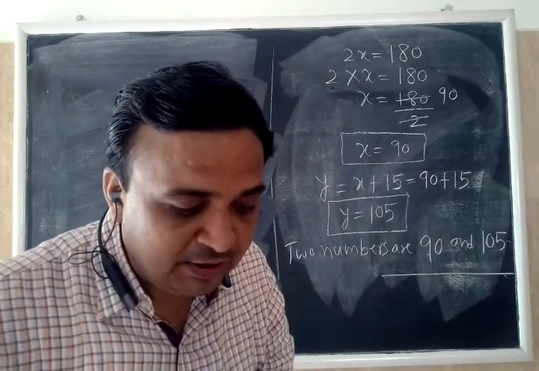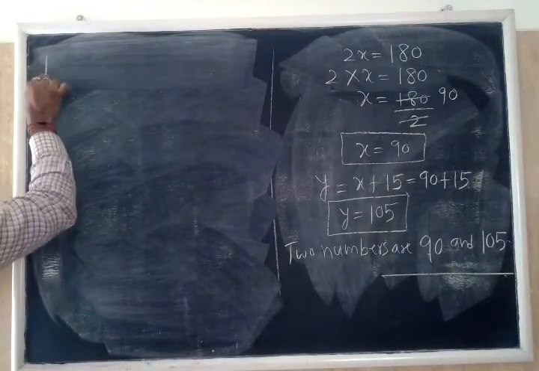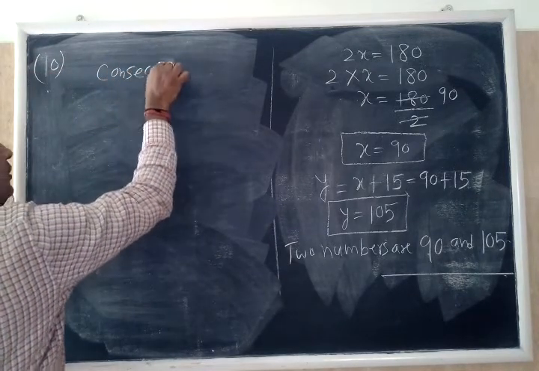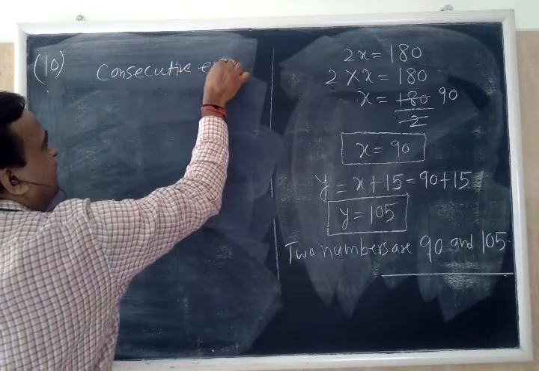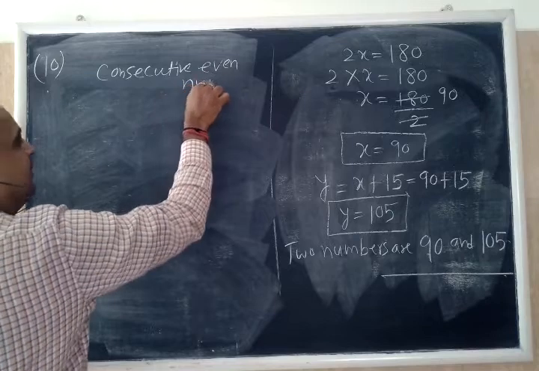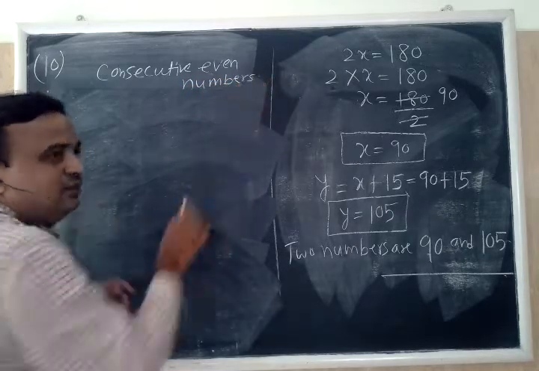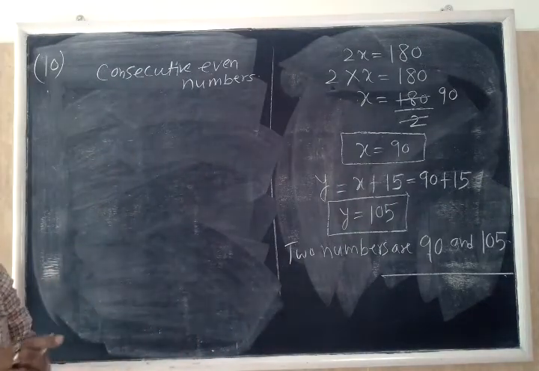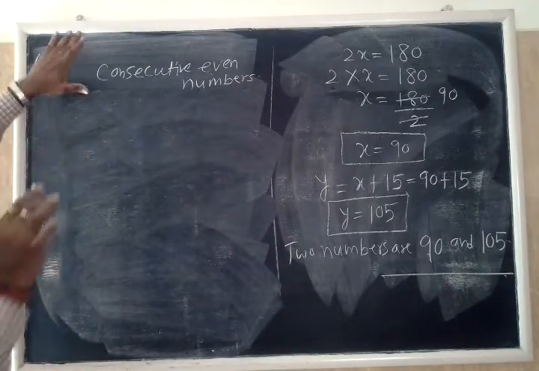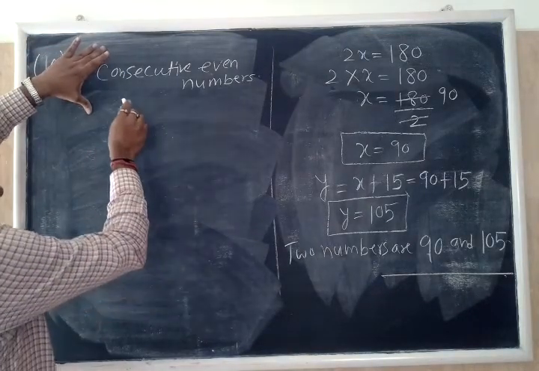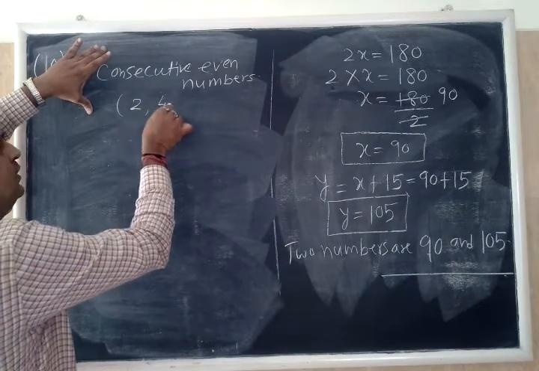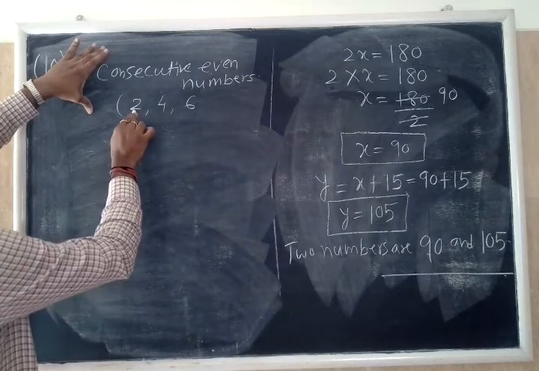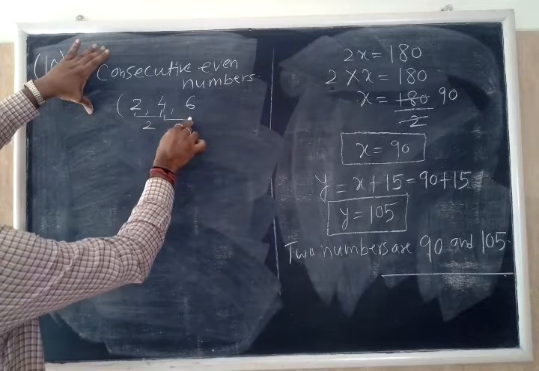The 10th one: the sum of three consecutive even numbers. Consecutive even numbers. See, for example, what are consecutive even numbers? For example, I can take 2, 4, 6. They are consecutive. What is the difference between two even numbers? 2.